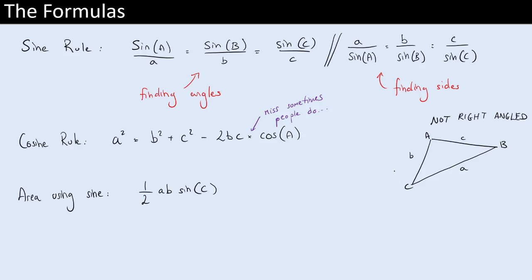Now, each of these formulas has their own conditions as to when or where we would use them. Okay, and we're going to take a look at them one at a time. We're going to do the sine rule, then the cosine rule, and then the area using sine. And remember, this is all to do with non-right-angled triangles. These will work for right-angled triangles as well, but it's a little bit overkill. Remember, for right-angled triangles, you can just use your normal SOHCAHTOA.